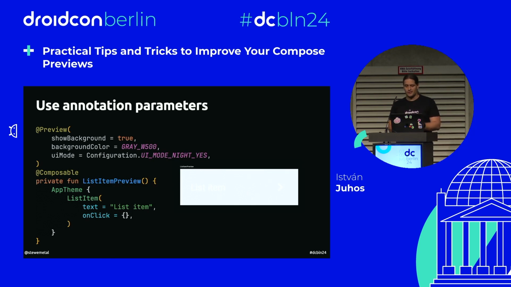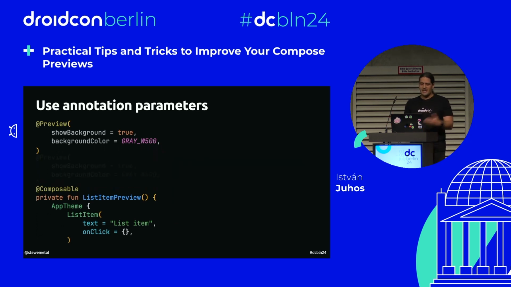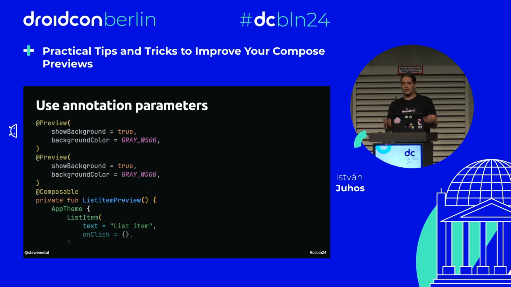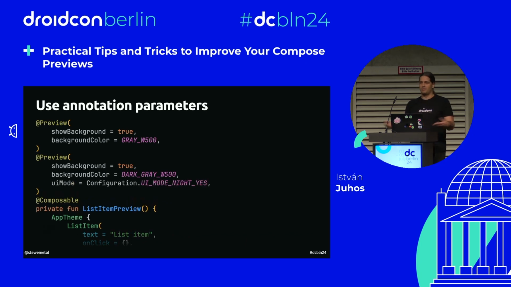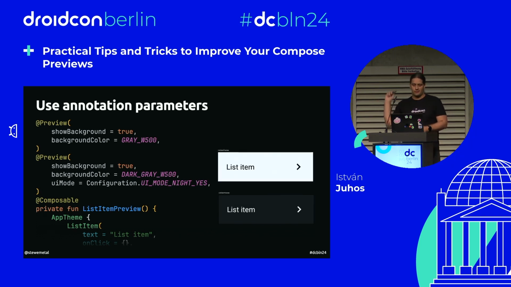And dark mode preview doesn't know what has to be done in dark mode preview, and that the constant in the background color remains the same. So we get this. What we can do here is add another preview, which we configure for dark mode. We change that background color to something else, like dark gray W500, and we add the UI mode night to that new preview, and what we'll get is the proper light and dark mode previews.